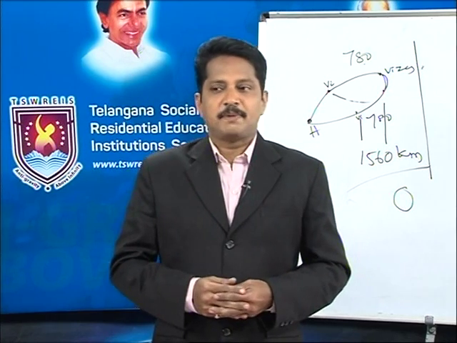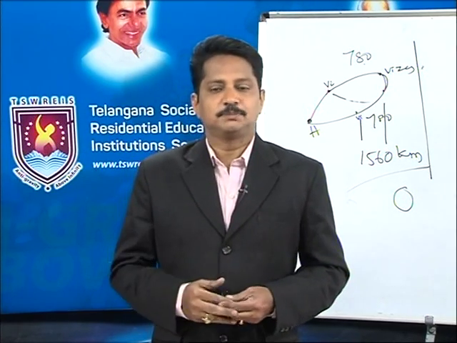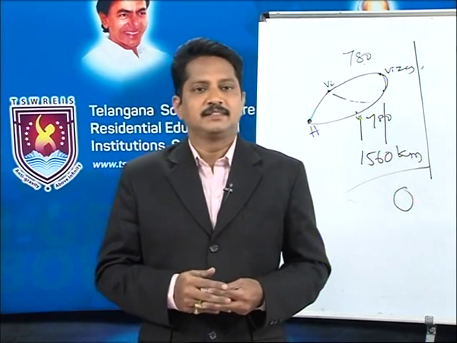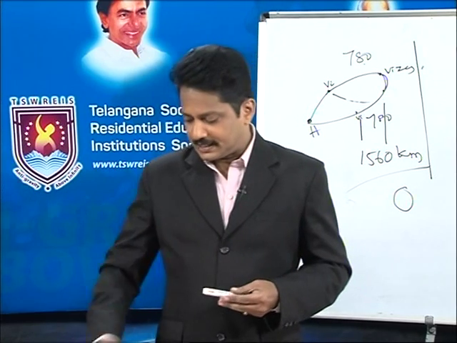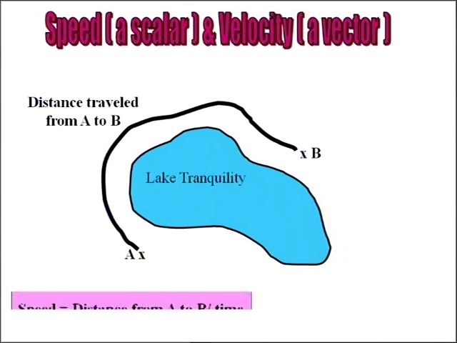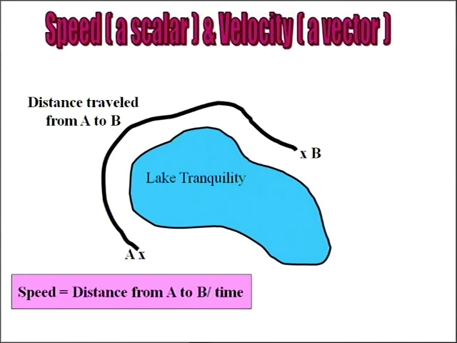Now, you are using the speed of a vehicle, the speed of an object. So, for example, if you want to know about speed, how are you going to say speed? Let us take a look at this one here. I am giving one more example here. There is a lake and on both sides A and B are 2 points. When you join A and B, your distance travelled from A to B is that one. So, speed is the distance travelled from A to B divided by the time.